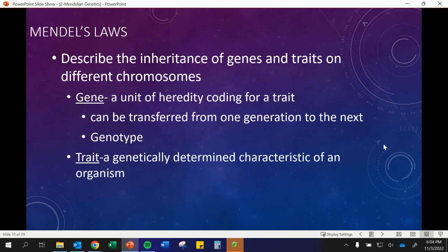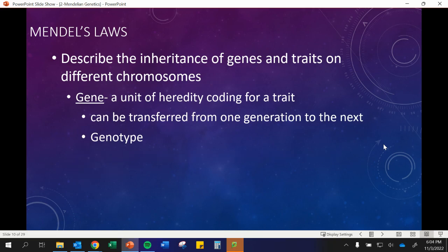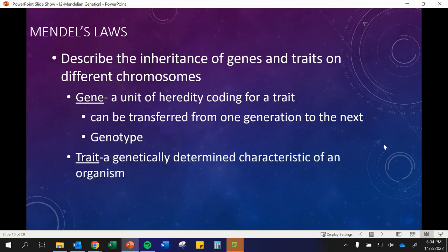The genotype is going to be how we determine and write what genes are present for an individual. A trait, on the other hand, is going to be that physical characteristic of the organism, and it's related to the genes that they have. The gene determines those traits. And that trait is going to be that physical characteristic, which we refer to as the phenotype.